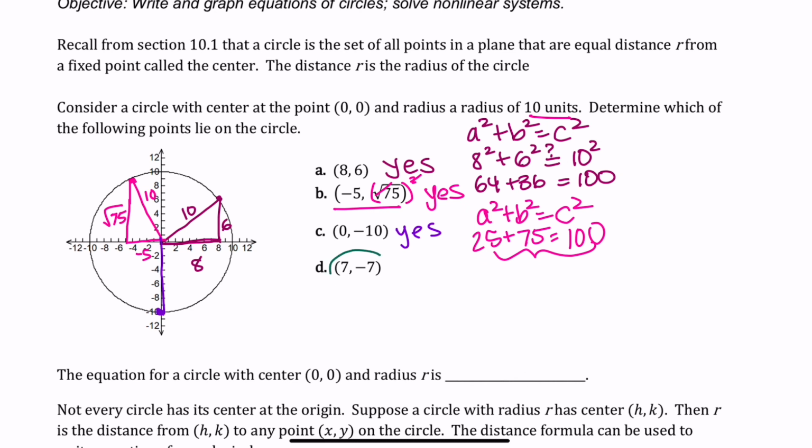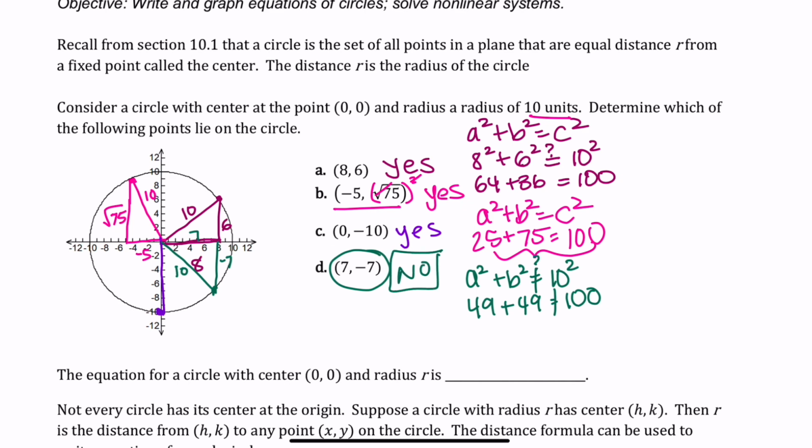Now our last one is the point (7, -7). If we go over 7, down 7, that's going to be somewhere here. And we want to know, is this a right triangle? Remember, the radius of the circle would be 10, and we have side lengths of 7 and -7. So I'm going to use the Pythagorean theorem. My legs: 7 squared is 49, and -7 squared is also 49. This does not equal 100. So no, this would not be a point on the circle.